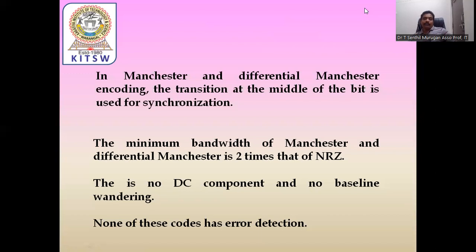In Manchester and differential Manchester encoding, the transition at the middle of the bit is used for synchronization. The minimum bandwidth of Manchester and differential Manchester is 2 times that of NRZ. There is no DC component, so no baseline wandering. None of these codes has error detection.